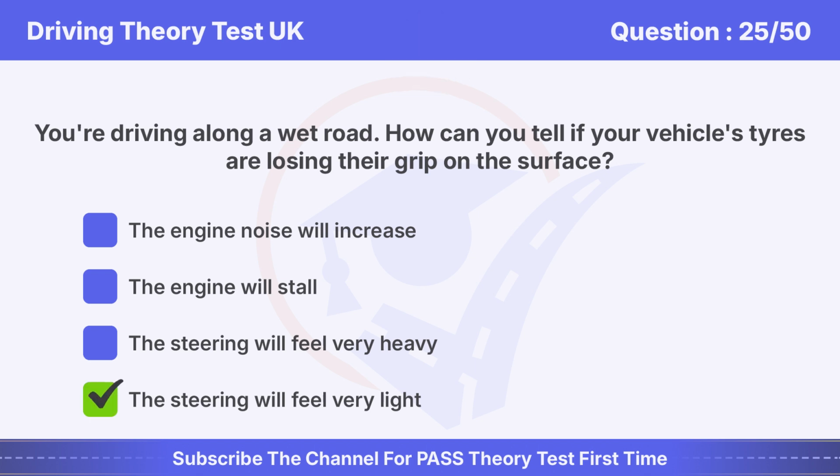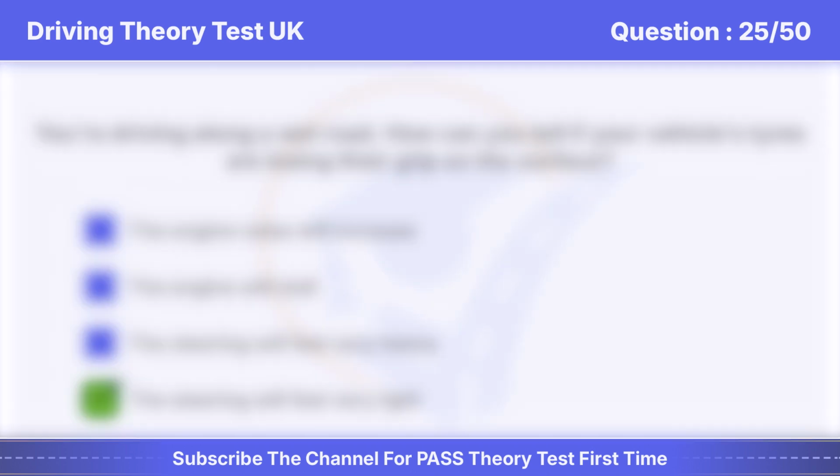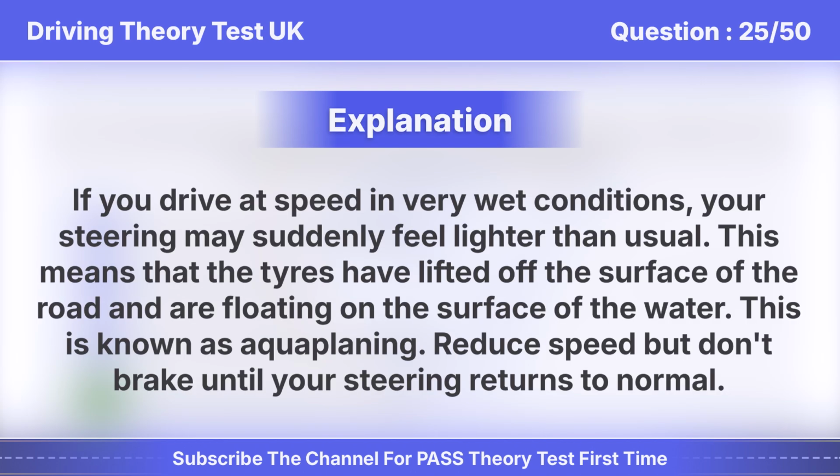Answer is D. The steering will feel very light. If you drive at speed in very wet conditions, your steering may suddenly feel lighter than usual. This means that the tires have lifted off the surface of the road and are floating on the surface of the water. This is known as aquaplaning. Reduce speed, but don't brake until your steering returns to normal.